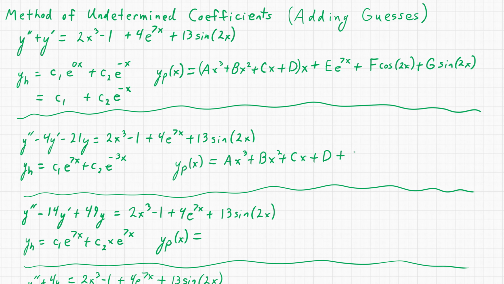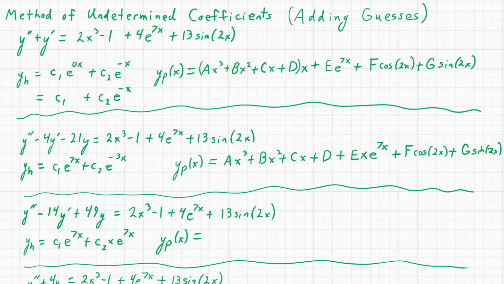But now I do have a problem. Usually I'd write capital E, and then e to the 7x, but that's one of the homogeneous solutions. So I'd have to modify this by writing it as capital E times x, and then exponential to the 7x. And that will be a valid guess that will work out. And then the last bit, the sine and cosine, we can go ahead and put those in. So that's f cosine of 2x plus g sine of 2x. All right, moving on to the next one.